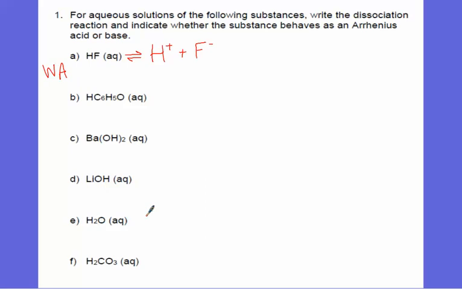The next one. Is that an acid or a base? Acid. It starts with hydrogen. Typically, things that start with hydrogen are acidic. And is that weak or strong? It is a weak acid.